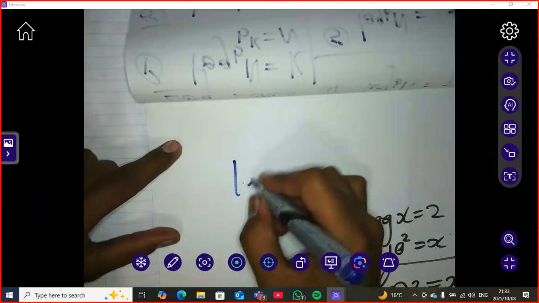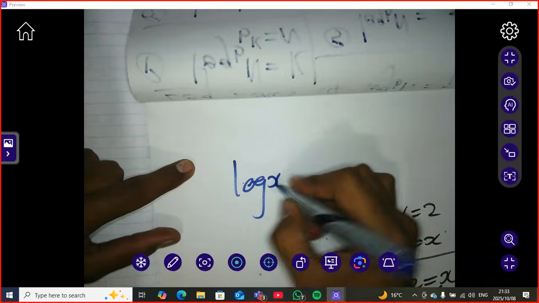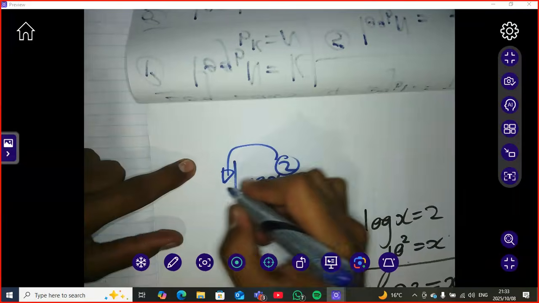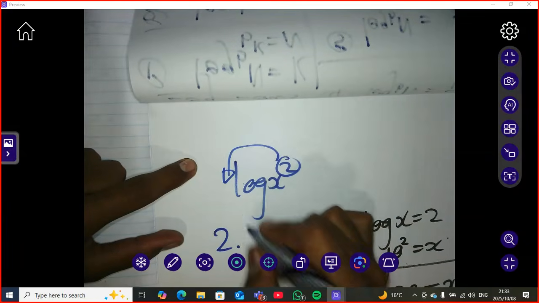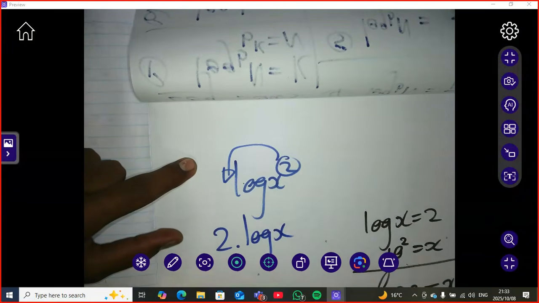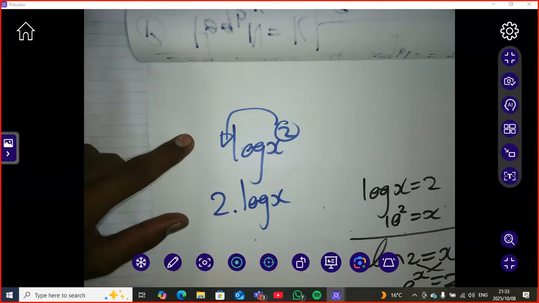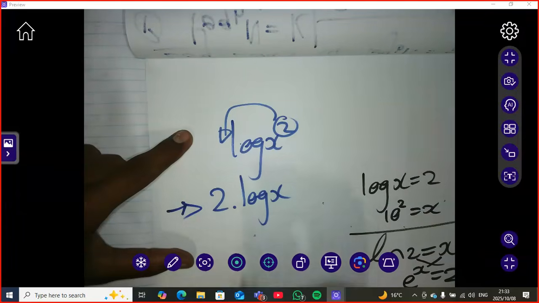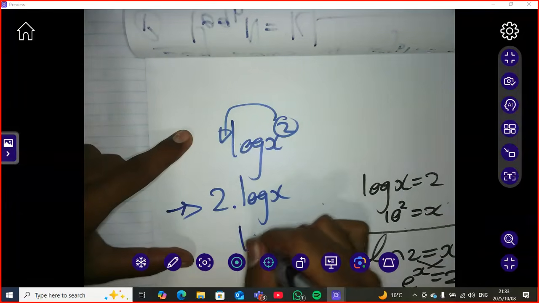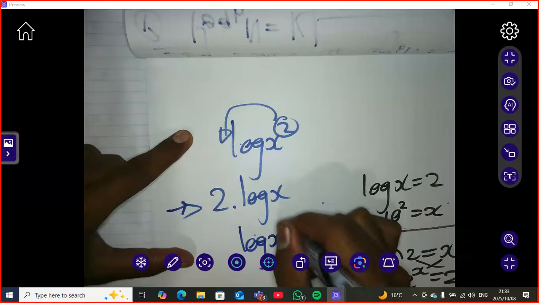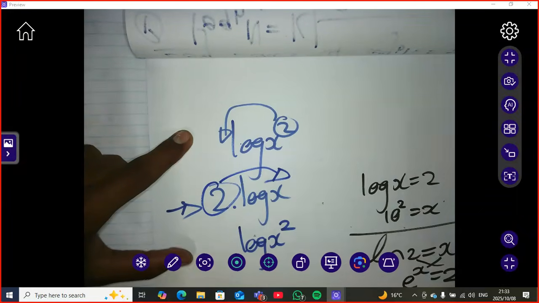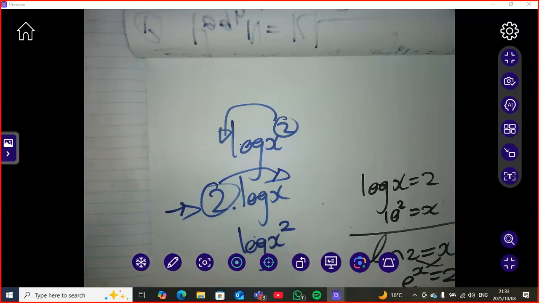When you have a log like this, you can take this 2 to the front and have it as 2 times log x. But also, if you have it like this, you can rewrite it as log x squared. So you can take this and go back there depending on whatever you need at the time. So you can go back and forth like this.